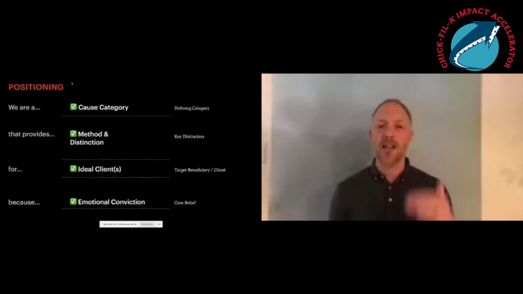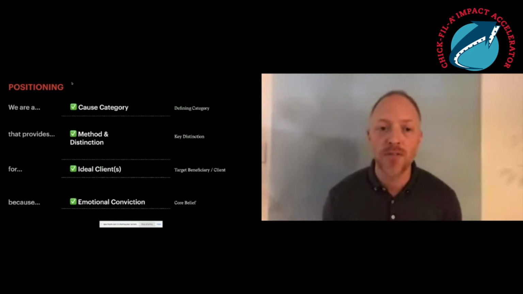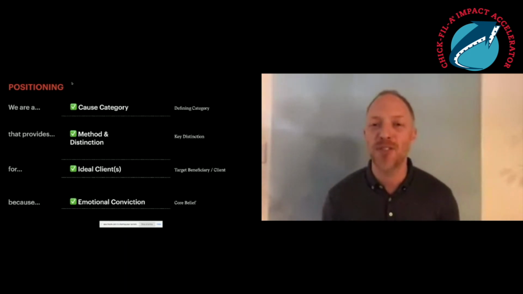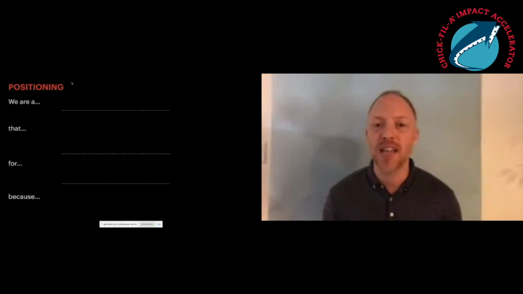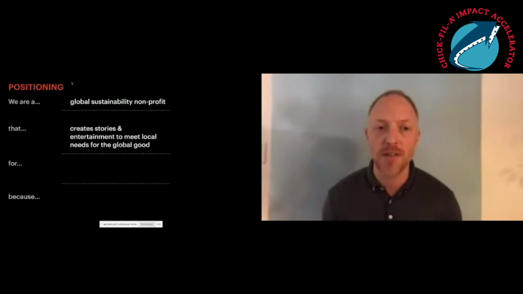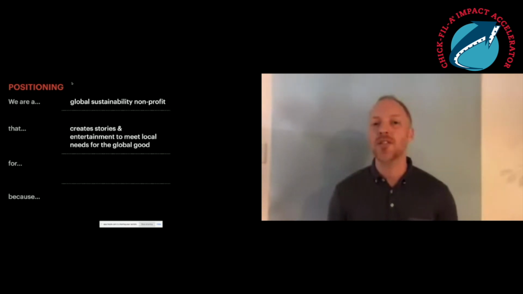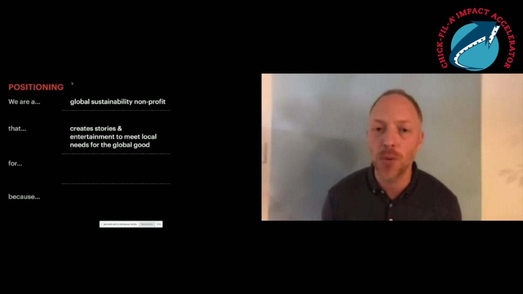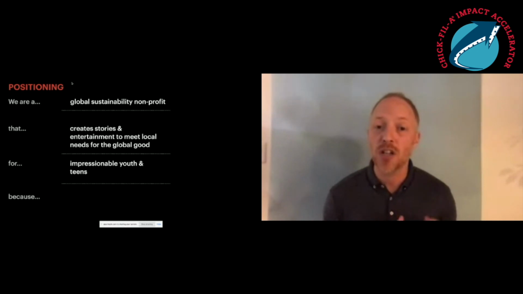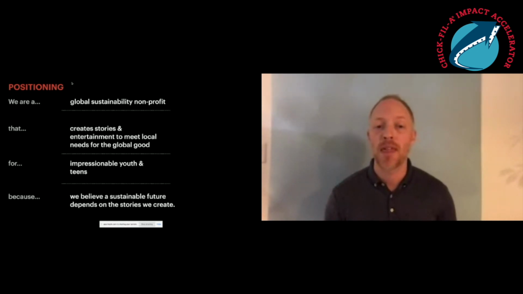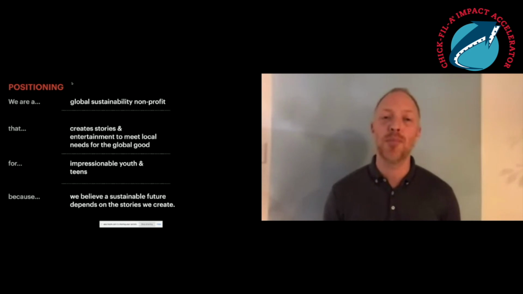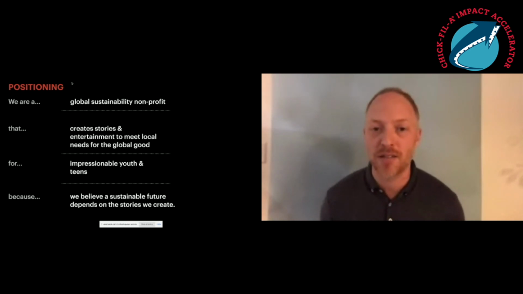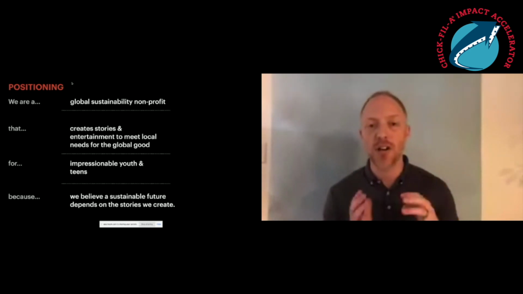Okay, so we've got it completed, filled out. We've double clicked into all of the Mad Libs, fill in the blanks. And here's an example of one. Global sustainability nonprofit. This was in the global sustainability world, obviously, that creates stories and entertainment to meet local needs for the global good for impressionable youth and teens, because we believe a sustainable future depends on the stories we create.